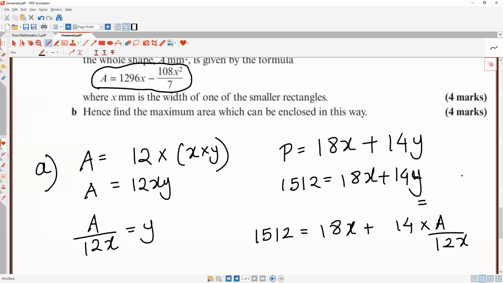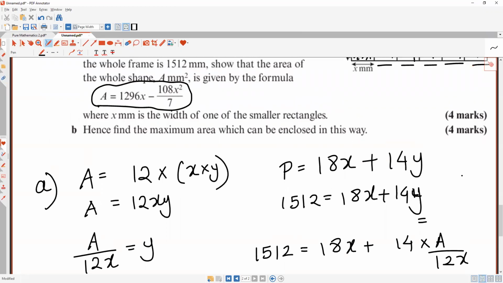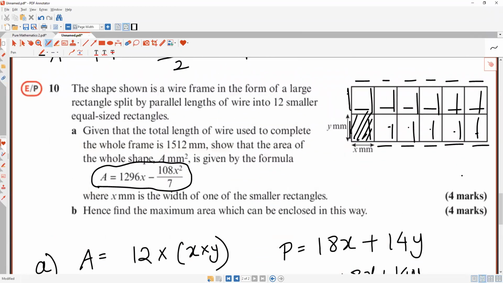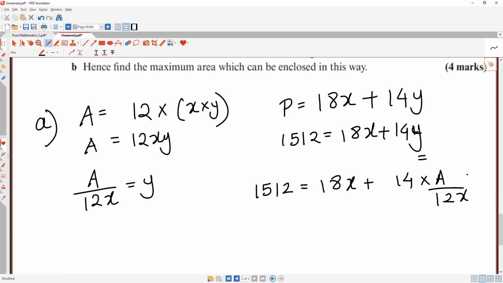1296 is there. And there is a plus sign and there is a minus sign in area. What am I missing? The total length of the wire used for the whole frame, 12 smaller equal size rectangles. Yes, I have 18 x's and 14 y's, and I did that perimeter. And area is y into x, 12. Fine. Okay, let's see what's wrong over here. Now 7 2s are 14 and 6 2s are 12.